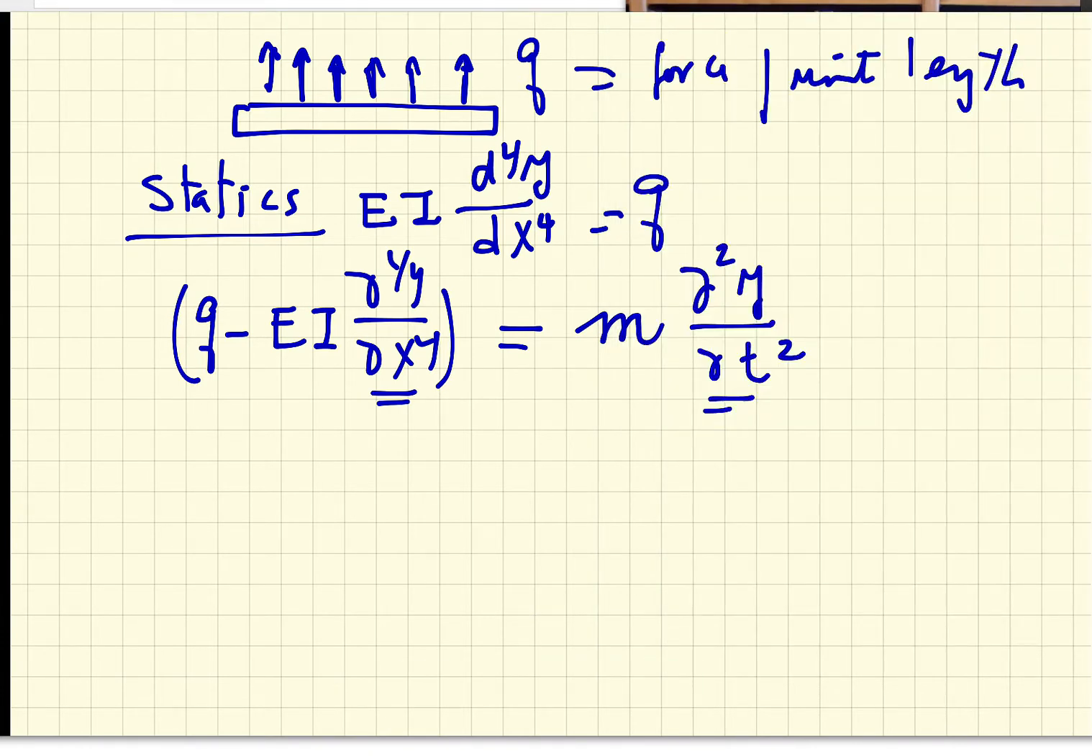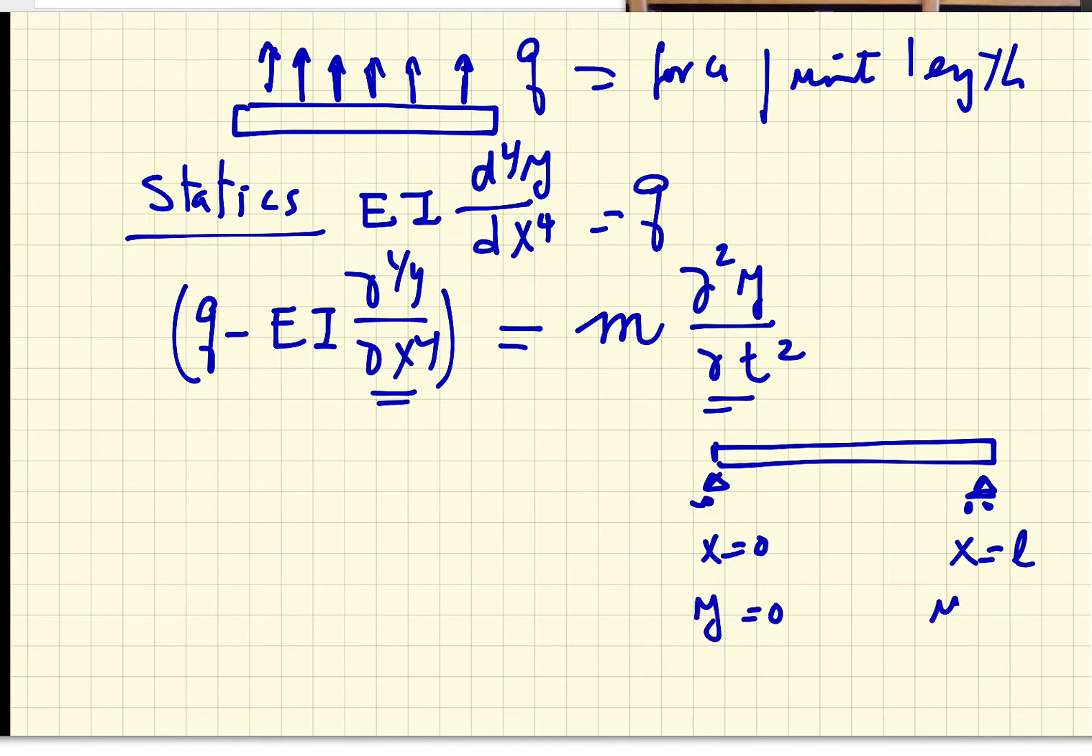So if I have the beam supported at x equals 0 and x equals L, at these locations y is equal to 0. And it will vibrate, going up and down like a part of a sine curve.